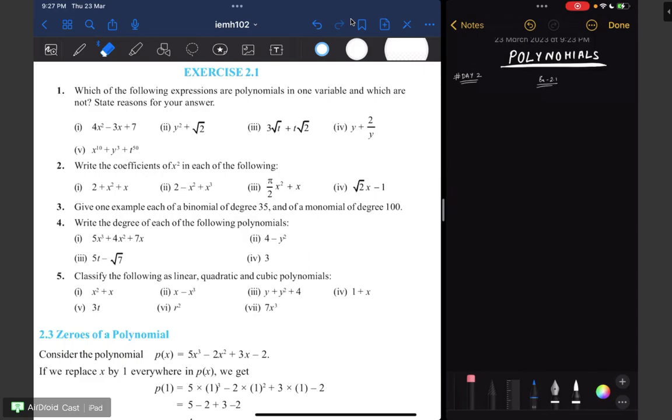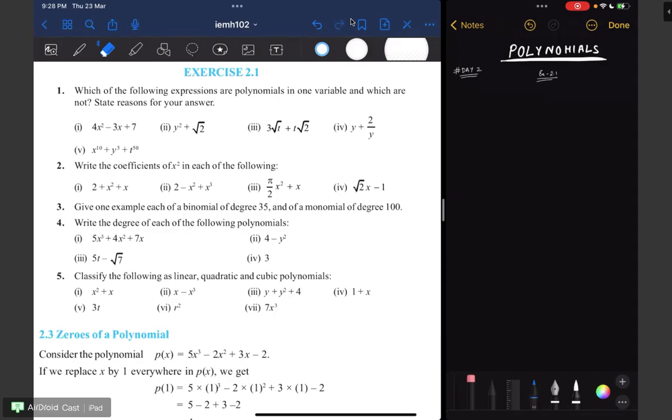So this is the second day of this particular chapter. In the previous class we learned some basic concepts related to polynomials. For example, we learned what a polynomial is, how to identify whether a particular expression is a polynomial or not, how to identify the coefficient of a particular variable in a polynomial, what is monomial, binomial, trinomial, how to identify the degree of a particular polynomial, what is linear, quadratic and cubic polynomials. So if you have not watched that video, you can watch that video first before going to this video.